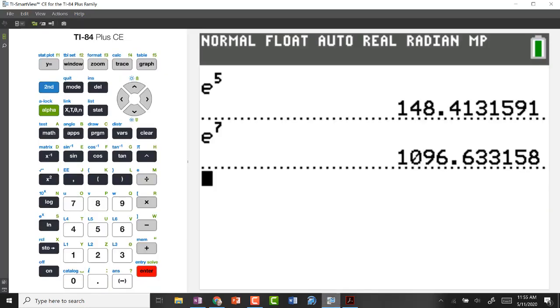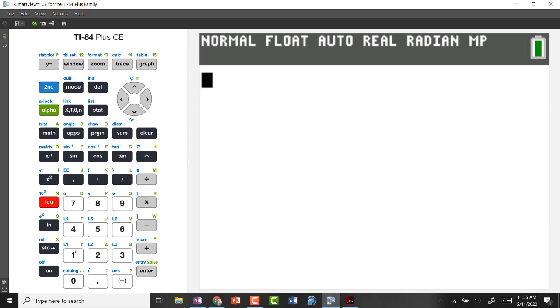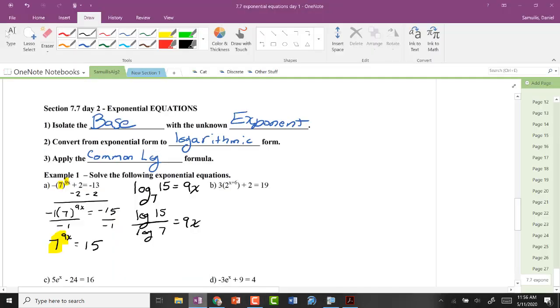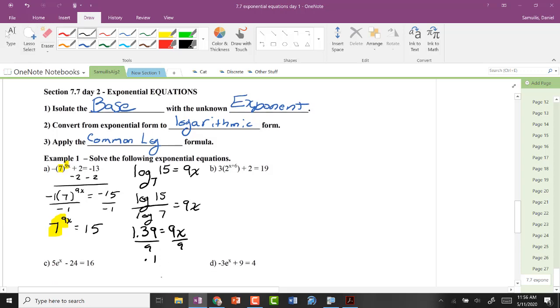And we calculate that. So log 15, make sure you close the parenthesis, divided by the log of 7. We end up with 1.39. So 1.39 equals 9x. And then we'll divide by 9 and get our answer. So 1.39 divided by 9 is 0.154. That's what x is equal to, 0.154. And you can always double check your answer by plugging it back in, but that is our answer, 0.154.